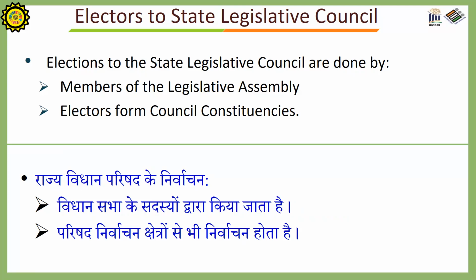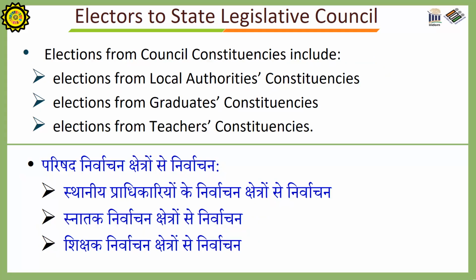Electors to State Legislative Council. Elections to the State Legislative Council are done by members of the Legislative Assembly. Electors form council constituencies. Elections from council constituencies include elections from local authorities constituencies, elections from graduates constituencies, and elections from teachers constituencies.